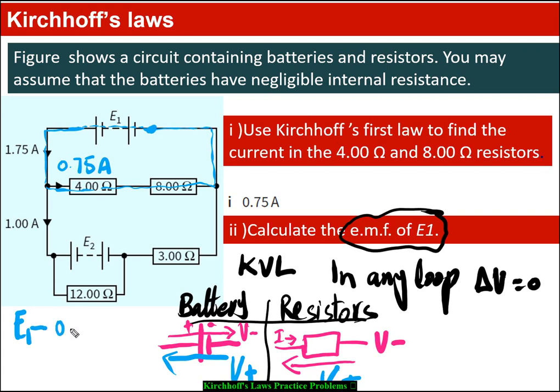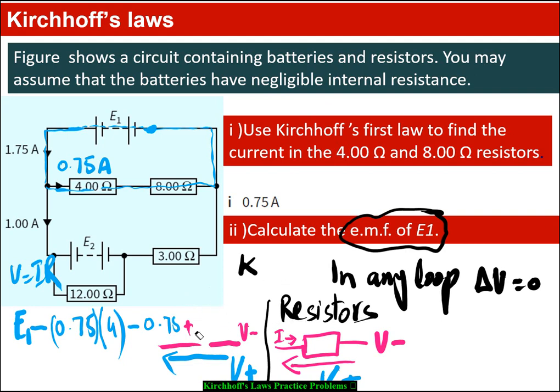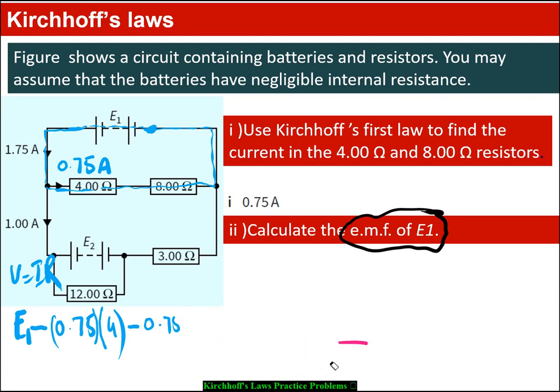So we can write down the voltage that will be equal to I times R. So V is equal to I times R. So we can say that is 0.75 multiplied by 4. And the same is true for the 8 ohm resistor. So the voltage also has to be negative. So again, we can write down 0.75, and the resistance is 8.